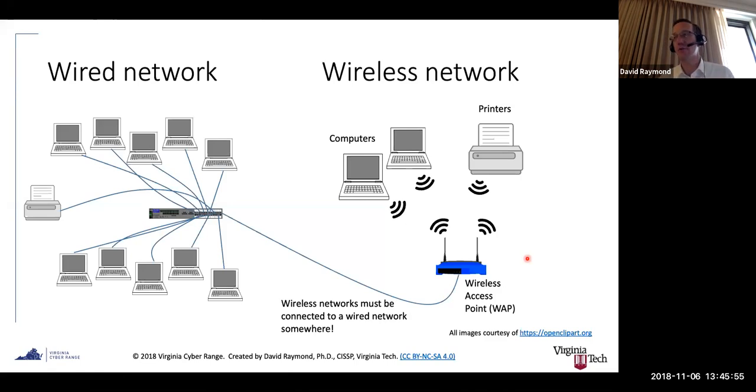So in a school, you're going to have multiple wireless access points, but those wireless access points are all going to be wired together, and they provide this broad wireless network experience. The point is that every wireless access point has to have a wire connected to it to connect that wireless network to some other network.